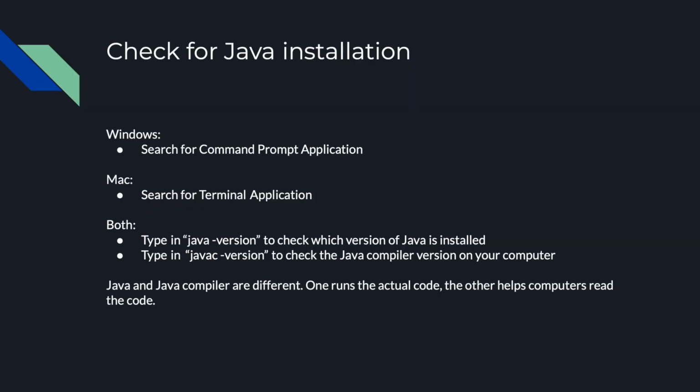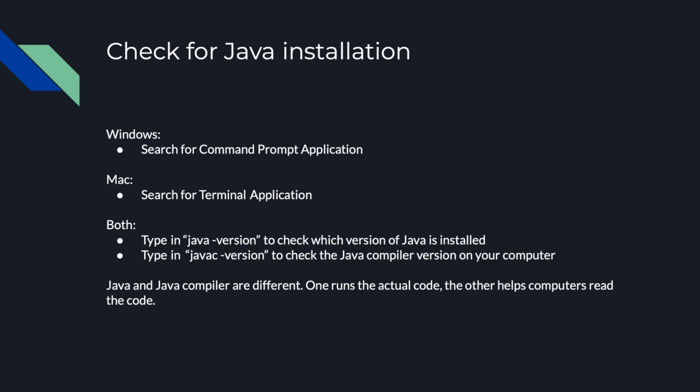Now first we'll get right into the content. If you're on a Windows computer or on a Mac computer, try to search up the command prompt or terminal relevant to each of your computers. If you're on Windows, search up the command prompt app. If you're on a MacBook, search up the terminal app. Once you have done that, type in java -version to check the version of Java you installed, and type javac -version to check the Java compiler version on your computer.